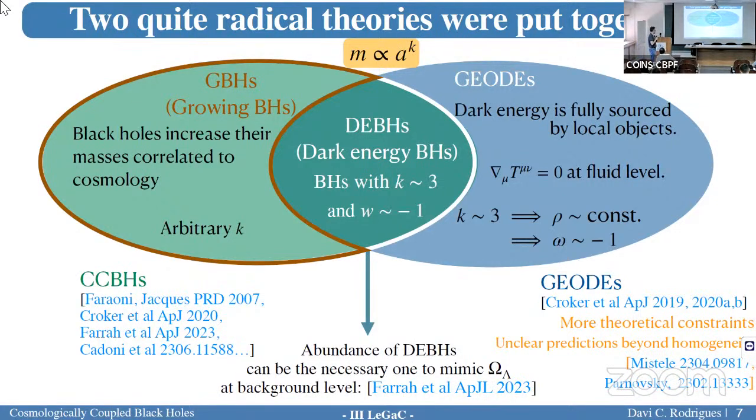Okay. Also, you have to check if the abundance of these dark energy black holes is sufficient to explain the abundance of dark energy, and they claim that it is. It is, if all the black holes, not only the supermassive ones, are cosmologically coupled. That's what they found.